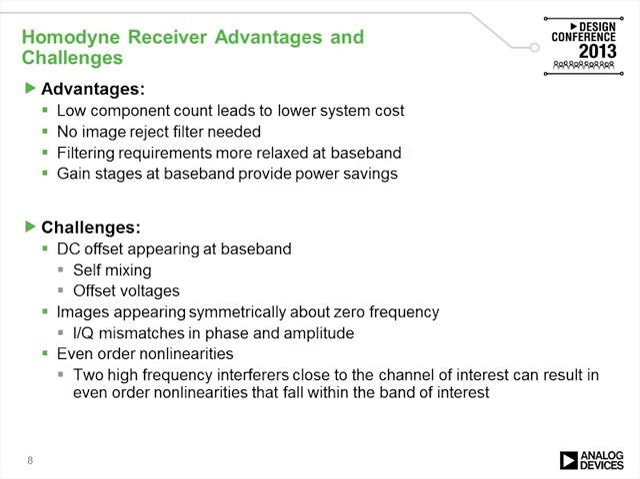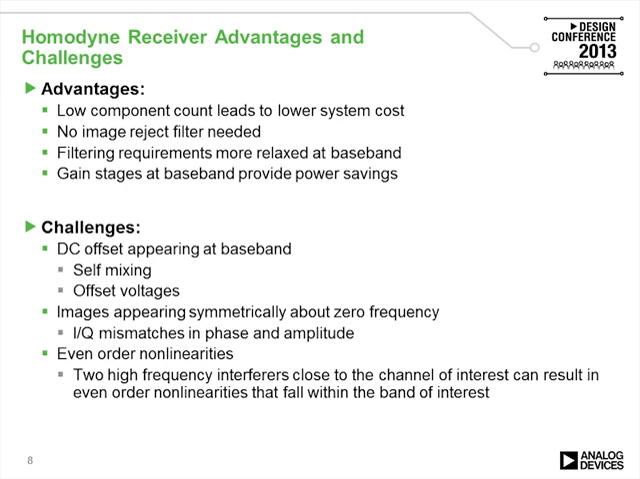Some more advantages for the receiver: low component count leads to lower system cost. There's much decreased need for image rejection filters. Filtering requirements are much more relaxed at the baseband. And fewer gain stages at the baseband provide much better power savings.